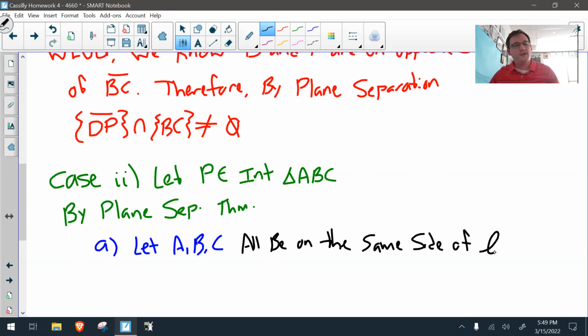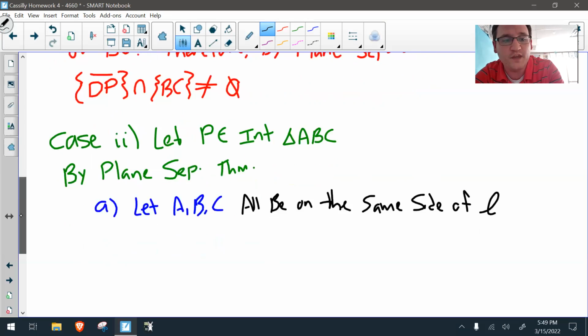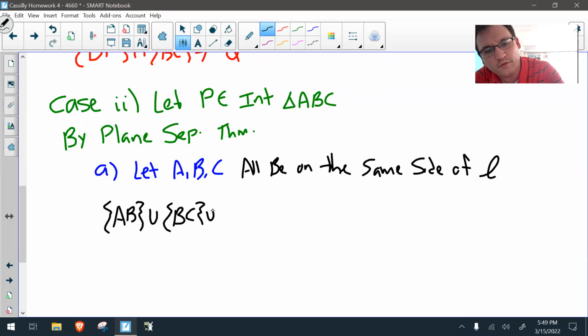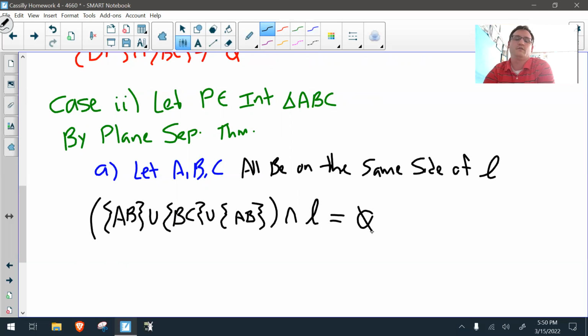Okay. So if A, B, and C are all on the same side of L, what this means is that if we look at the union of AB, BC, and AB, and we take the intersection of those unions with L, what we're going to have is that the intersection is empty.